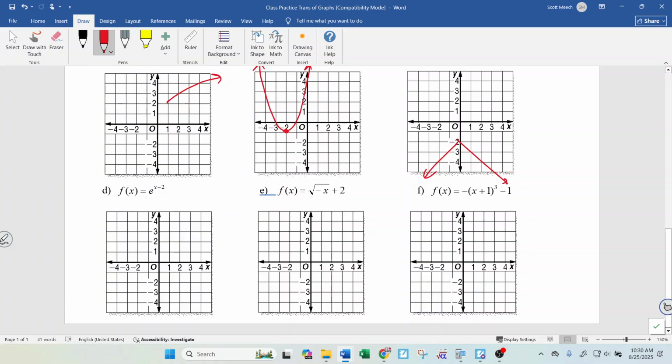Normally e to the x goes through here. And e to the x is a hard one because it doesn't have a whole lot of points we know. We just kind of know the basic shape. Kind of goes like that. The square root, we kind of know the basic shape of square root. The negative inside flips it over the y. And then the plus 2 makes it go up.